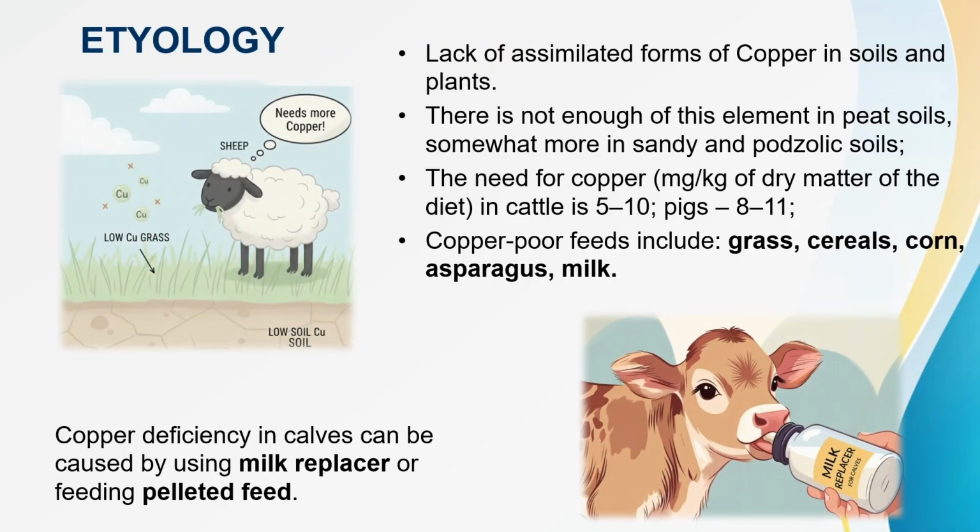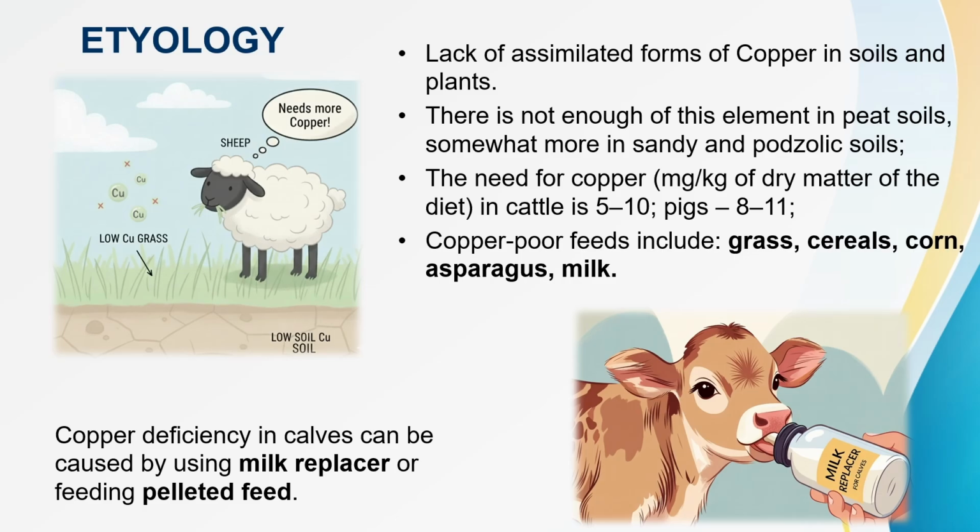The cause of the disease is lack of assimilated forms of copper in soils and plants. There is not enough of this element in peat soils, somewhat more in sandy and podzolic soils. The need for copper, milligram per kilogram of dry matter of the diet, in cattle is 5 to 10, pigs, 8 to 11. Copper-poor feeds include grass, cereals, corn, asparagus, milk. Copper deficiency in calves can be caused by using milk replacer or feeding pelleted feed.